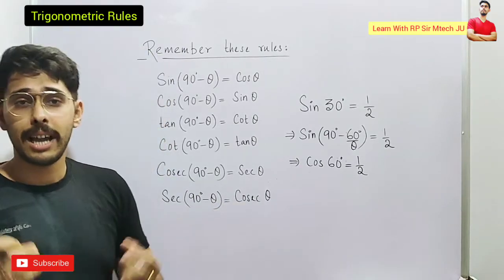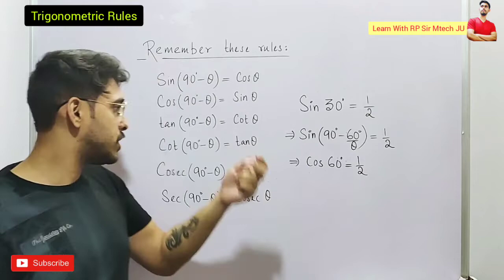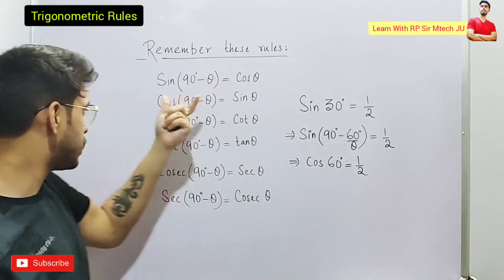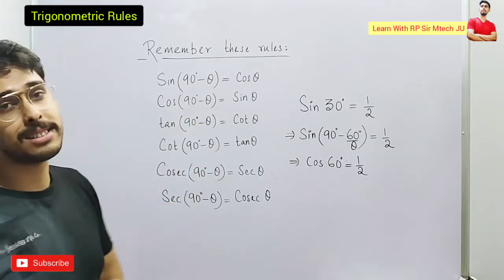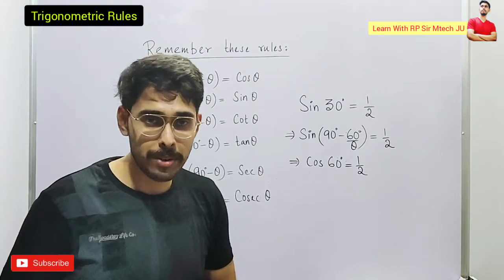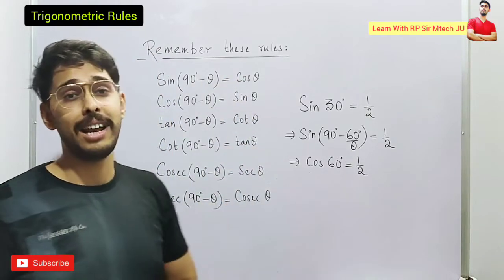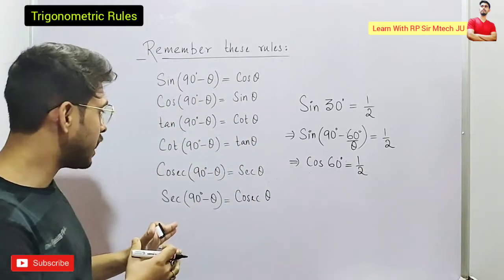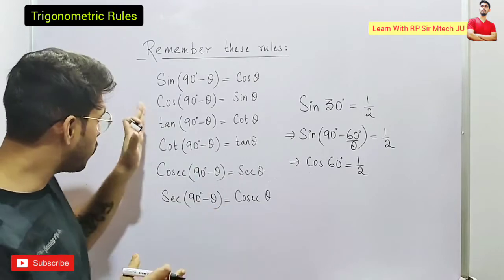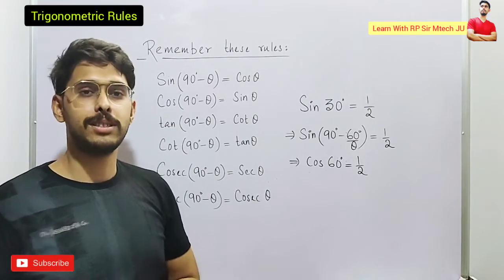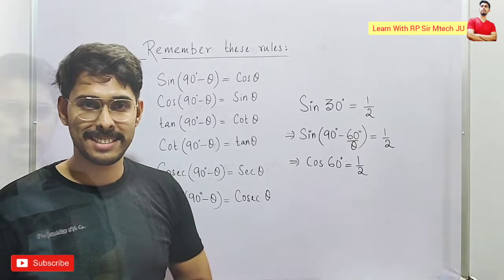You can take any value of theta and do this application, just like I have done for sine and cos. You can do the same for all the other trigonometric ratios, and you will be able to see why these rules are valid. I hope you have taken down these rules. Now, with the help of these rules, we will be solving question number 1 and 2 of exercise 8.3. So let us get started.